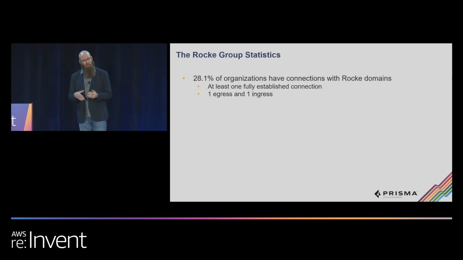28.1% of organizations that we're able to monitor have communications with, or back and forth communication with, ROC known infrastructure. So we're looking at about a third of this room. Just take one of these columns, and then you're communicating with ROC domains.